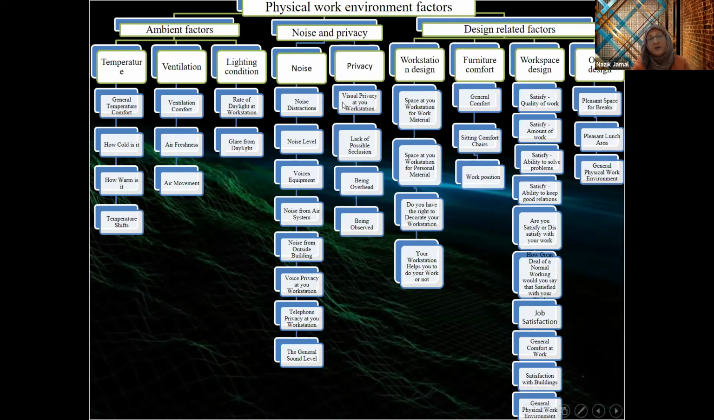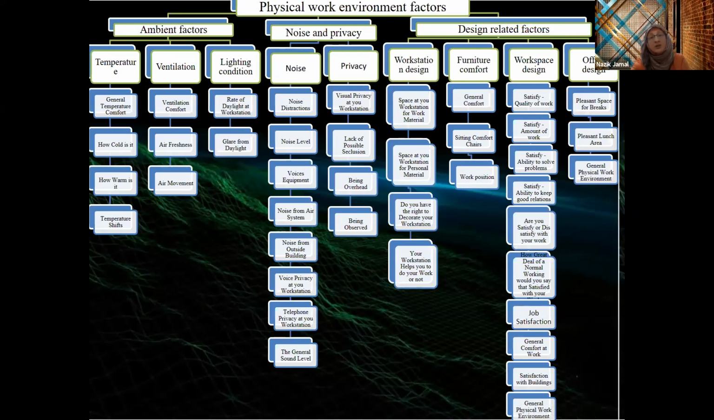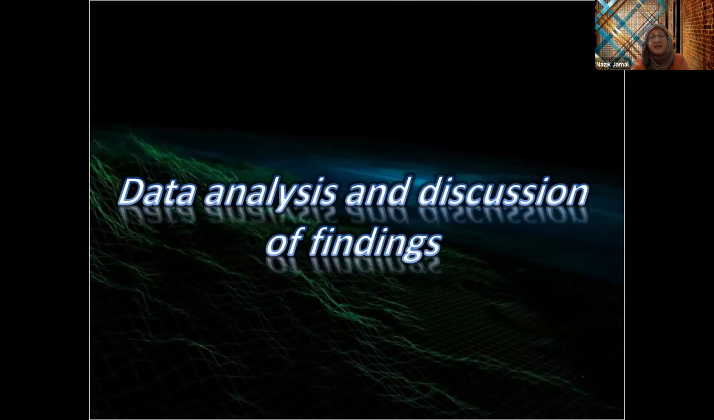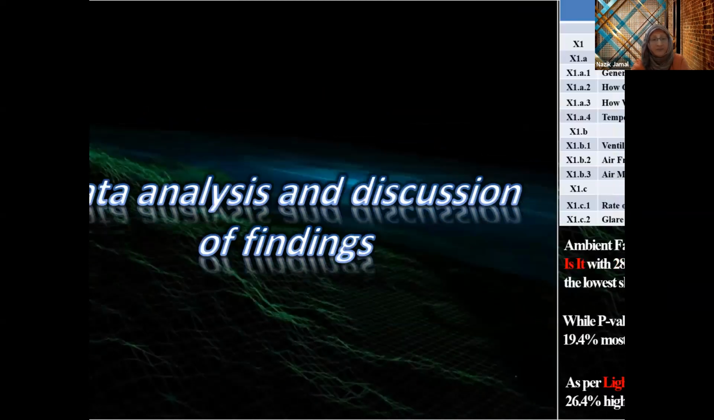And for the noise and privacy, we have 12 questions, so the range will be from 0 to 12, and for the design-related factor, the range will be from 0 to 20. So we have 41 questions. Data analysis and discussion of findings.